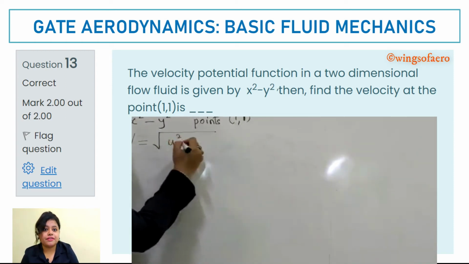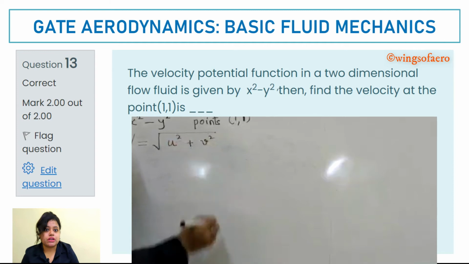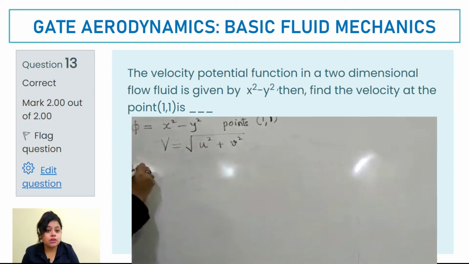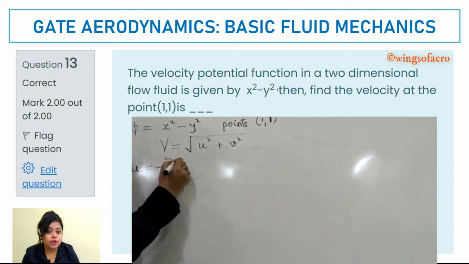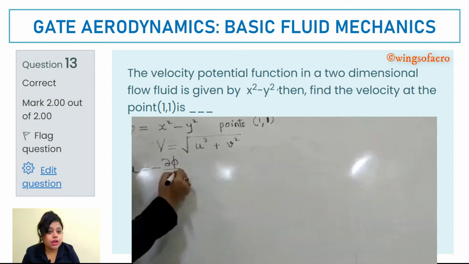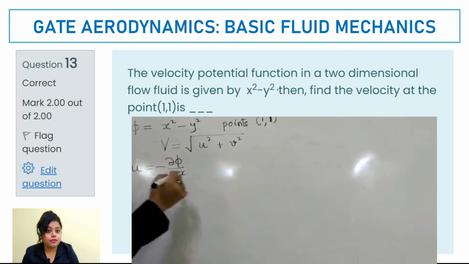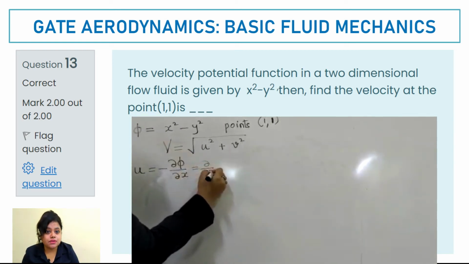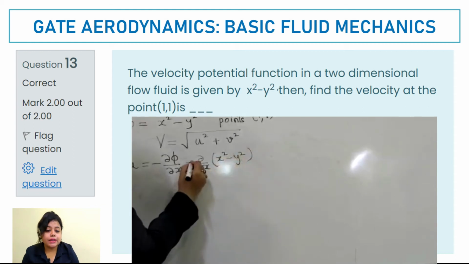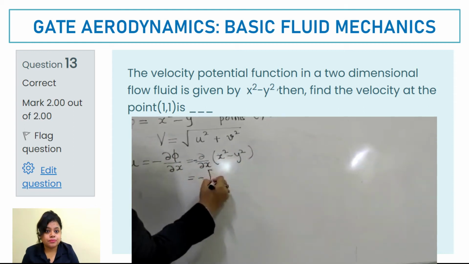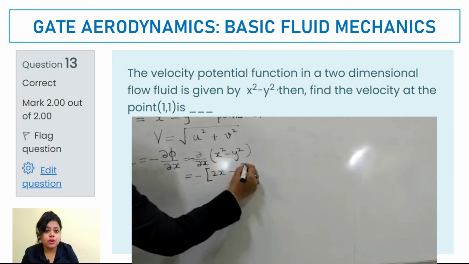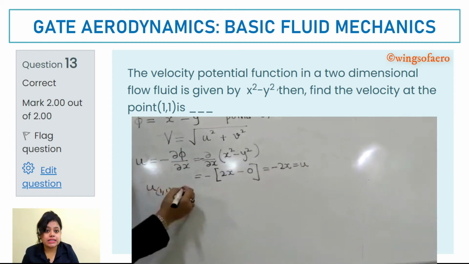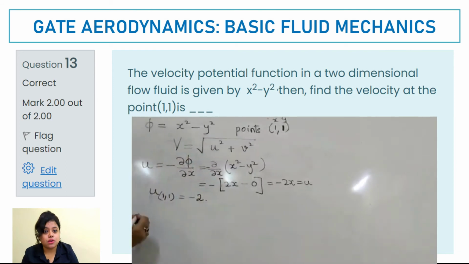Now here they have given a velocity potential. So what you can do, quickly recall the formula of u. What is u? u equals minus ∂phi by ∂x and v equals minus ∂phi by ∂y. Now you substitute the value of that phi and you will get the value of u. You differentiate and get the value of u, substitute the point (1, 1), that means x equals 1 and y also equals 1.